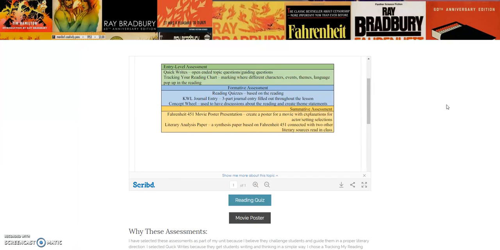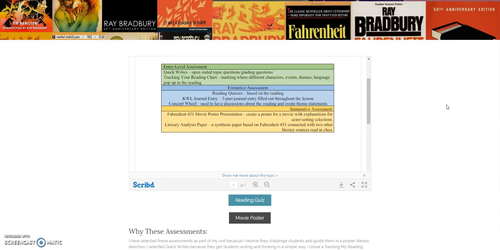Then the concept wheel. It's used to have discussions about the reading and also create theme statements as a group. That way, if there's anyone who's lost while doing the reading, when they get together in their groups and do these concept wheels, then they can find themselves again through working with others.